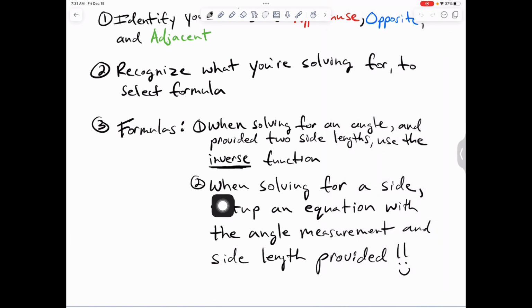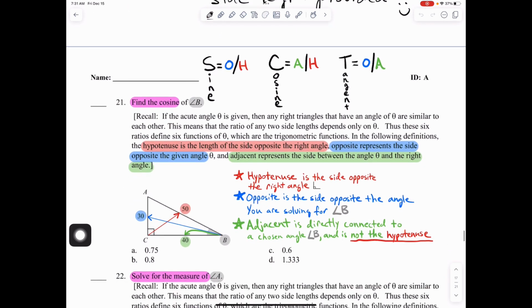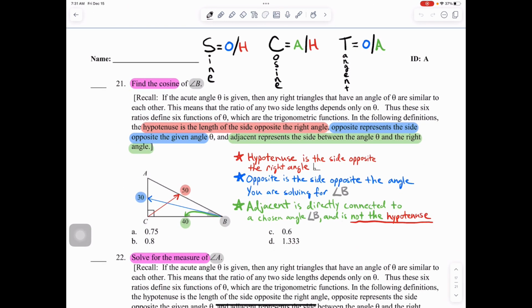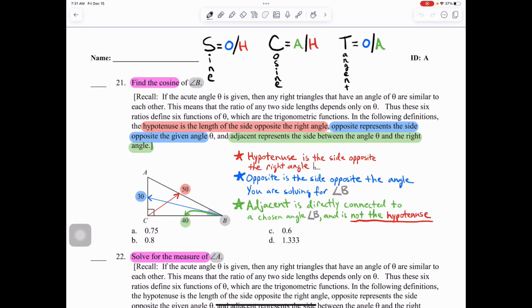Number 2, when solving for a side, set up an equation with the angle measurement and side length provided. Let's take a look at these next few. I've also built these in. I really just wanted to give you a good tool to take advantage of here. It says find the cosine of angle B. This is a total warm-up, just asking us to identify the two side lengths that go with cosine, and then do the basic math to it.